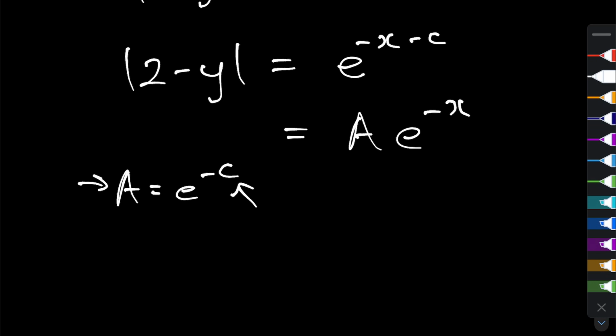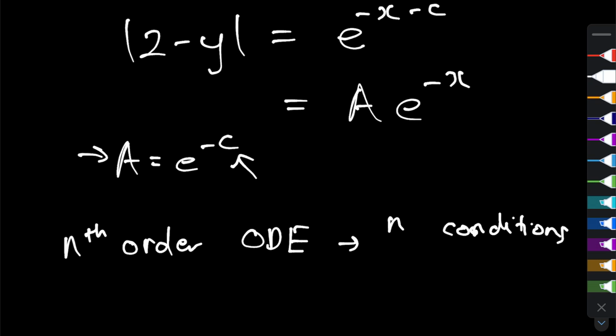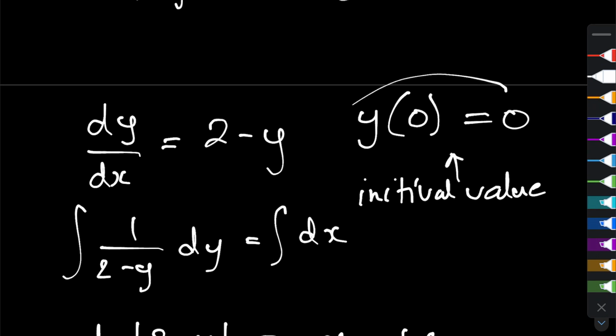So it's just as you'd use some condition to figure out what your constant of integration is when you're doing regular old integration. In general, an nth order equation needs n conditions to get your exact solution. So this is the first order, we just need this one condition over here.